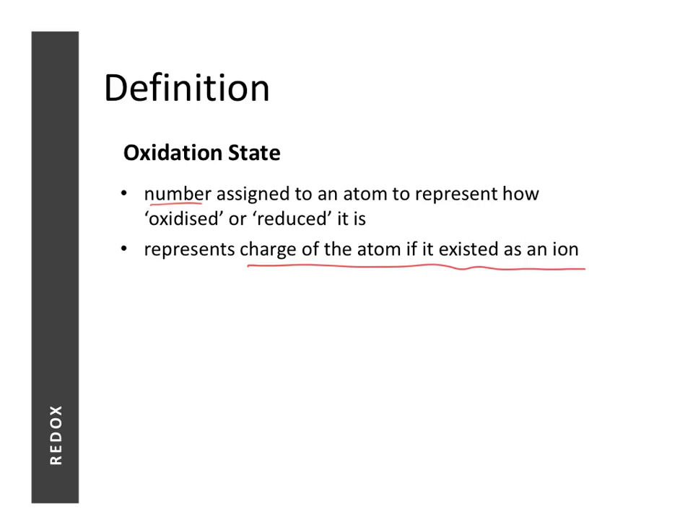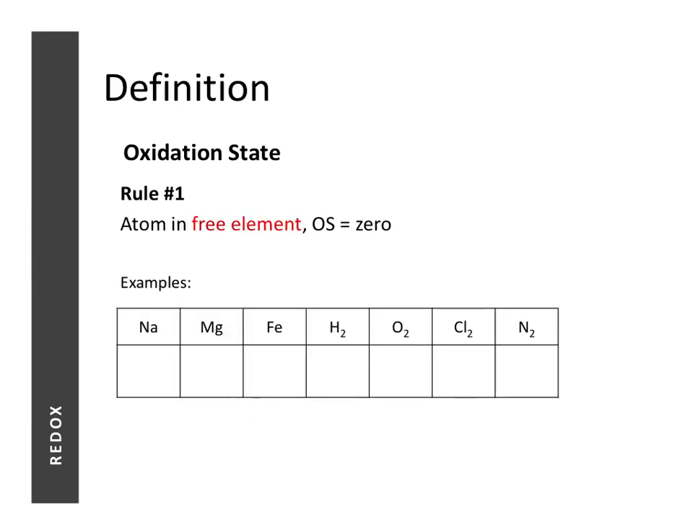Now, in order to obtain the oxidation state, or the number associated with each atom, there are 5 rules that we need to memorize or learn to apply. Once we know the 5 rules, we will be able to assign a number, or oxidation state, to any atom in an element or compound. So the first rule is as follows.